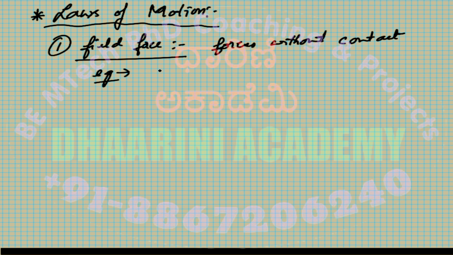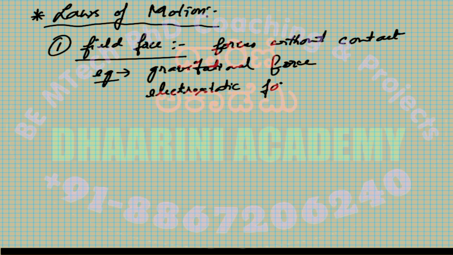The first one is gravitational force. Then the second example could be electrostatic force, electromagnetic, weight, etc. They fall under this category. That's the first type. Then the second type of force is called the contact force.